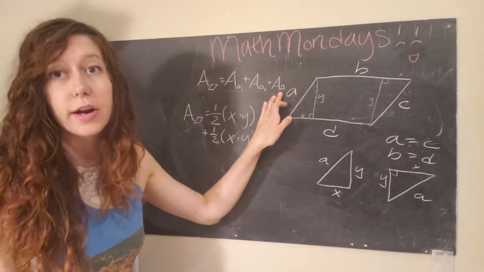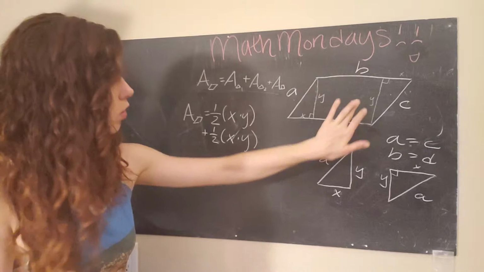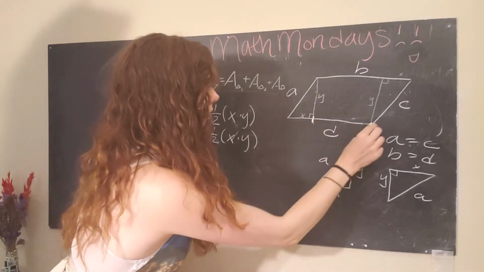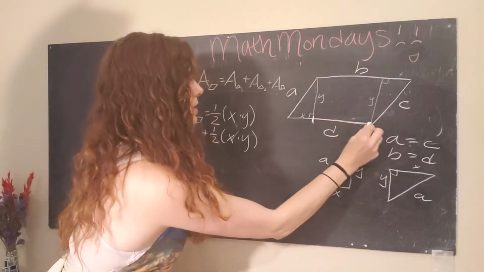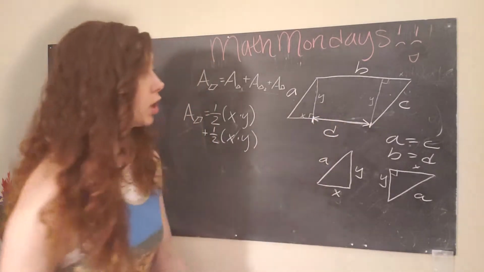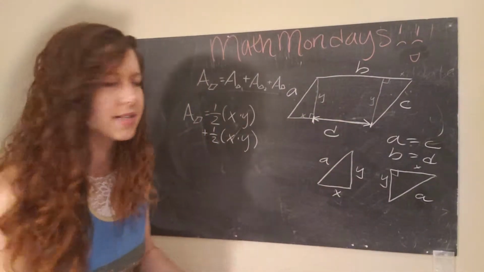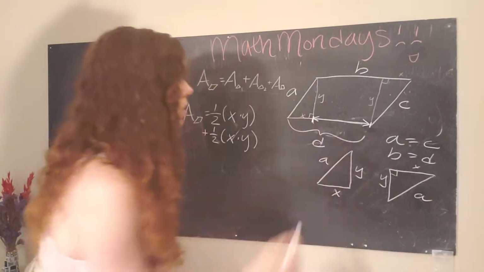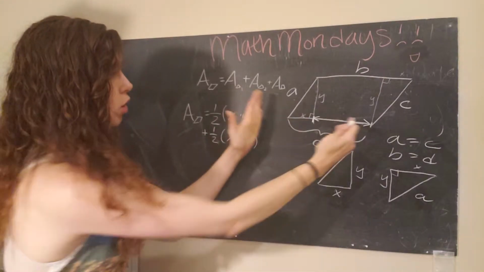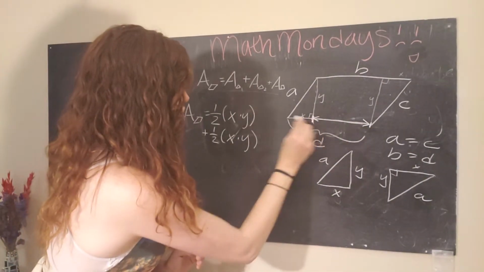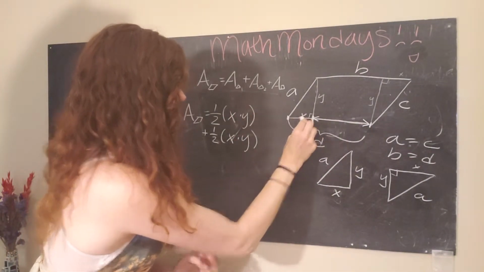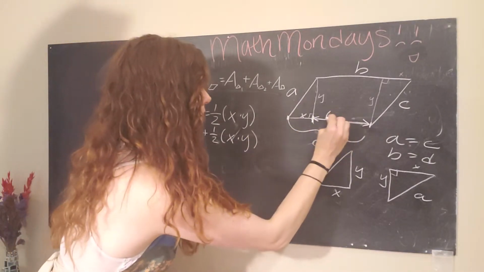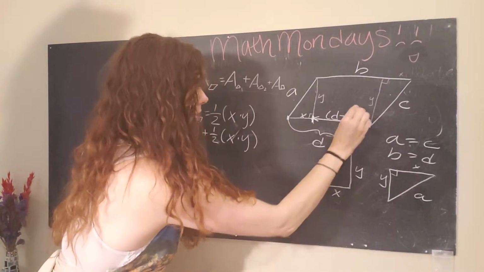And we still have the area of the rectangle on the inside that we're trying to figure out. So in that case, we need to find this distance right here. Well, what is that distance? Okay, so the whole bottom of our parallelogram we call D. But this chunk right here is X. And so this distance is going to be D minus X.